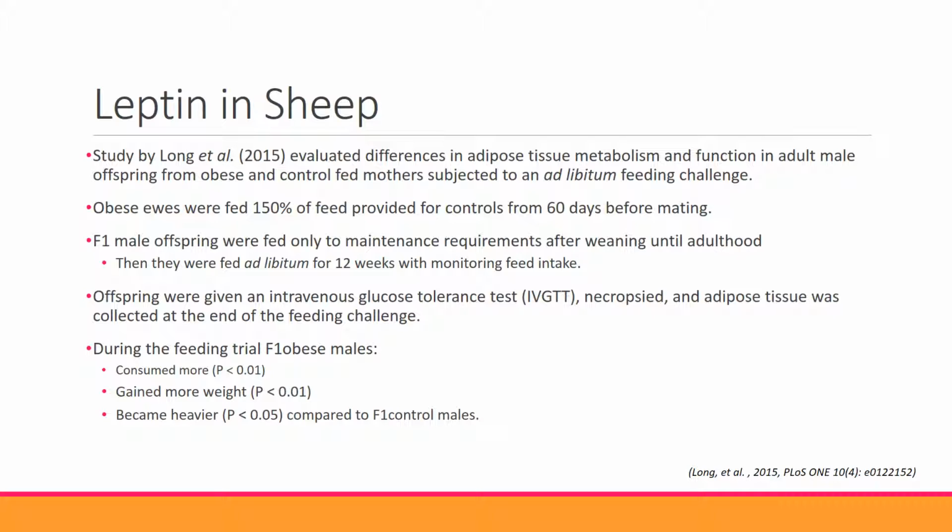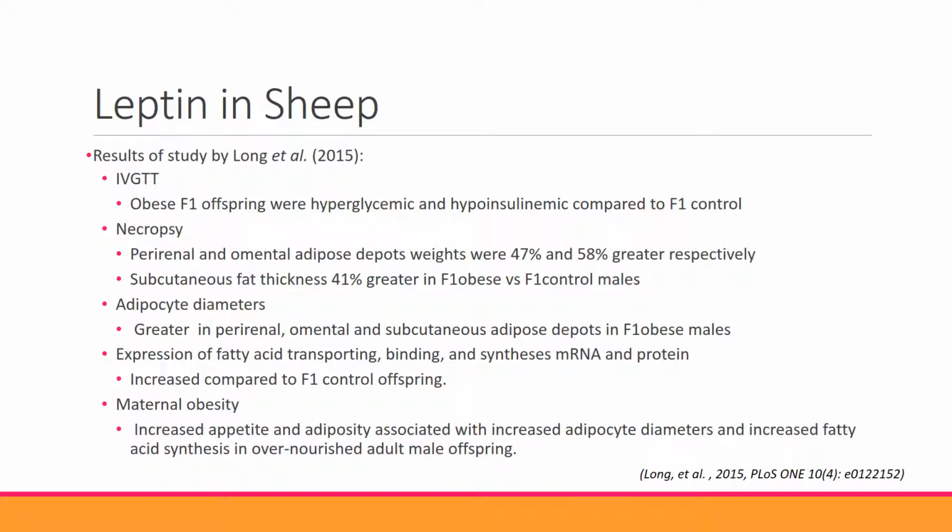Following the feeding study, the offspring were given an intravenous glucose tolerance test, they were necropsied, and the adipose tissue was analyzed. During the feeding trial, the F1 obese males consumed more feed, gained more weight, and became heavier compared to the F1 control males. The glucose tolerance test in this study determined obese F1 offspring were hyperglycemic and hypoinsulinic compared to the F1 control offspring.